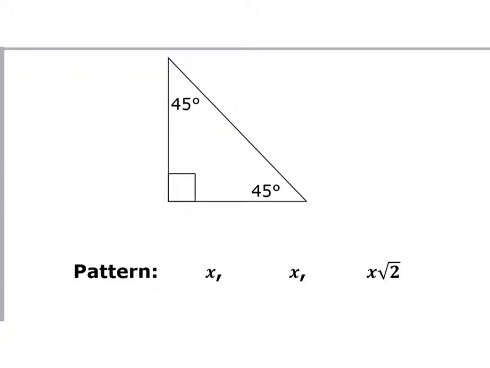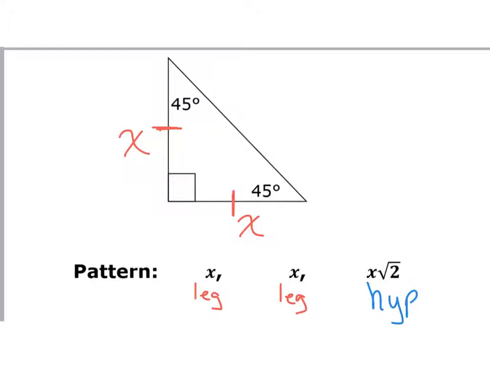You can see the pattern there at the bottom, but to see where it comes from, we know that our two sides are going to be the same. So if one is x, then the other is also x. This x is representing one of my legs, and this is representing the other leg. So what do you think the x square root of 2 is representing? The hypotenuse.